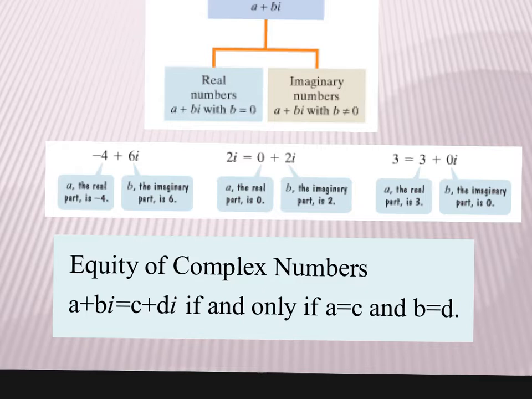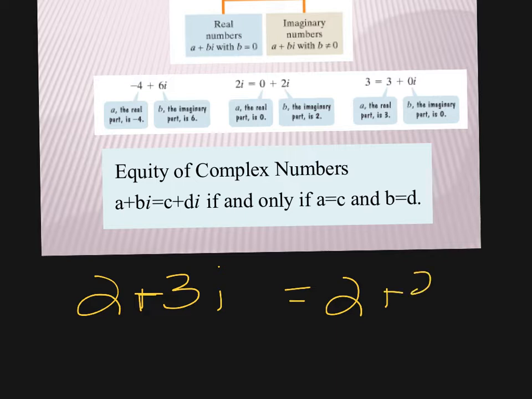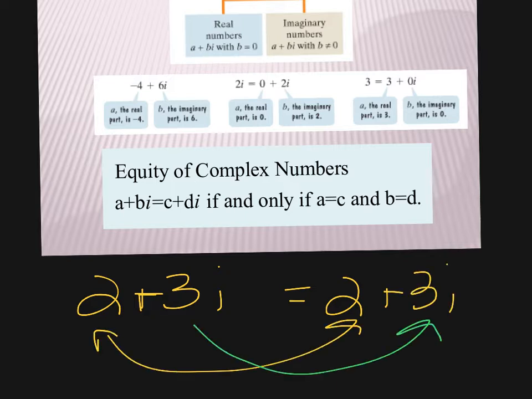So you can say that complex numbers are equal to each other, the equality of complex numbers, only if a equals c and b equals d. So if I had two complex numbers, like 2 plus 3i, it would equal 2 plus 3i because these two are the same and these two are the same. Okay, so if you're solving or setting them equal, that's what that means.